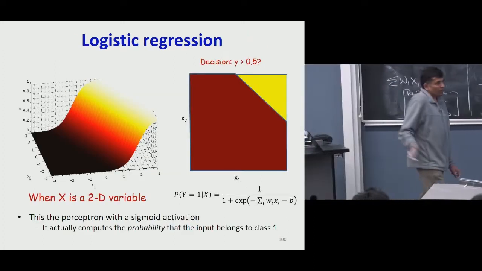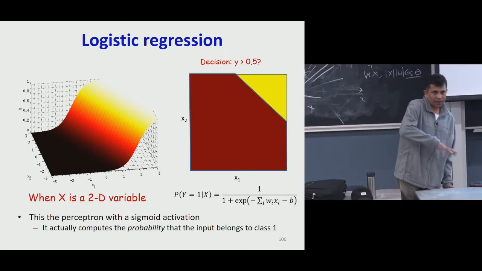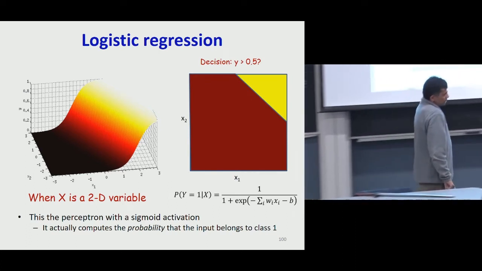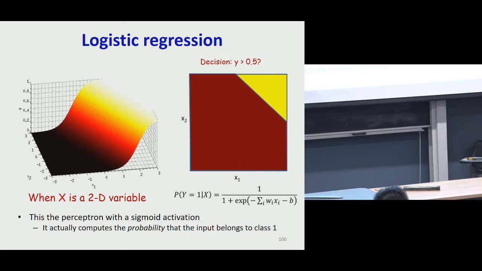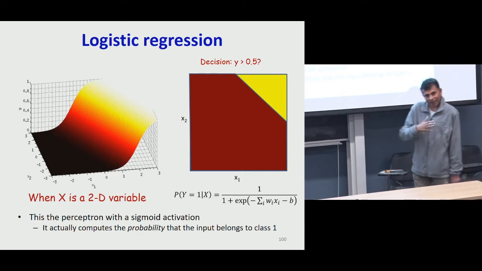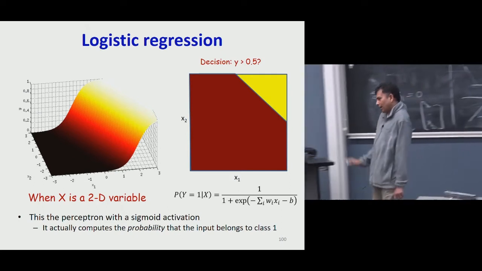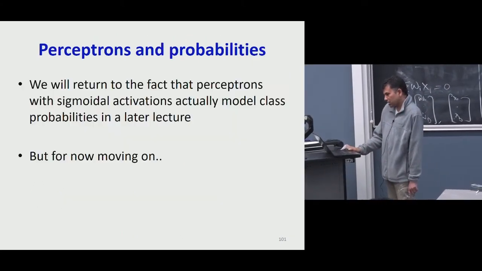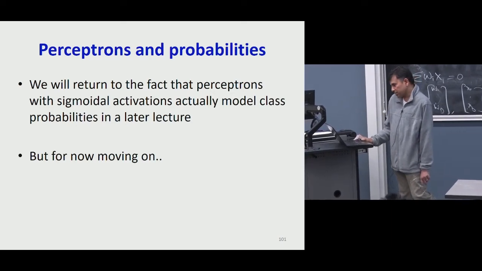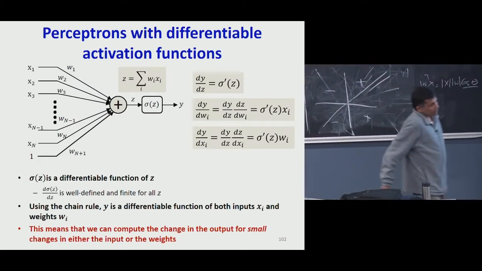And that's not just in one dimension. In higher dimensions too, if x is a two-dimensional variable, you're going to get a sheet which has a sigmoidal shape. And if you look at the sigmoid computed over the affine combination of the inputs, that's going to have exactly the shape that you want. So we'll revisit what the sigmoid activation means, and the fact that perceptrons with sigmoidal activations model class probabilities, much later in the course. But for now, let's go back to our basic problem.